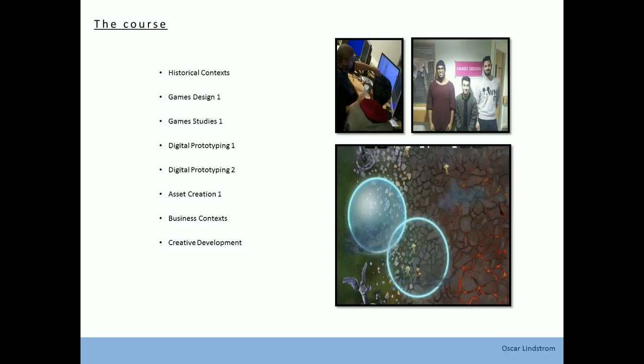You get into a group and you make a game over the course of 48 hours. The lecturers helped us host it here in the labs, and the university was really nice and provided us with food and drink over the whole weekend.